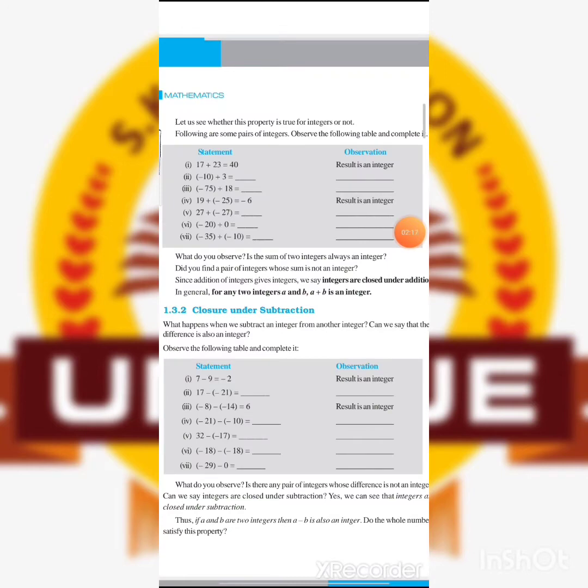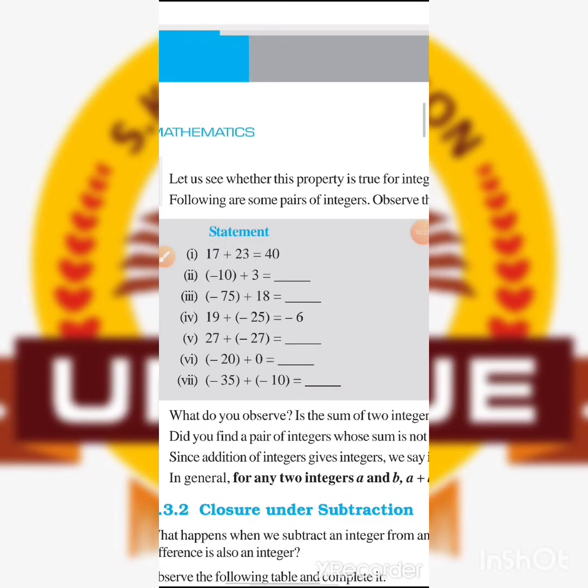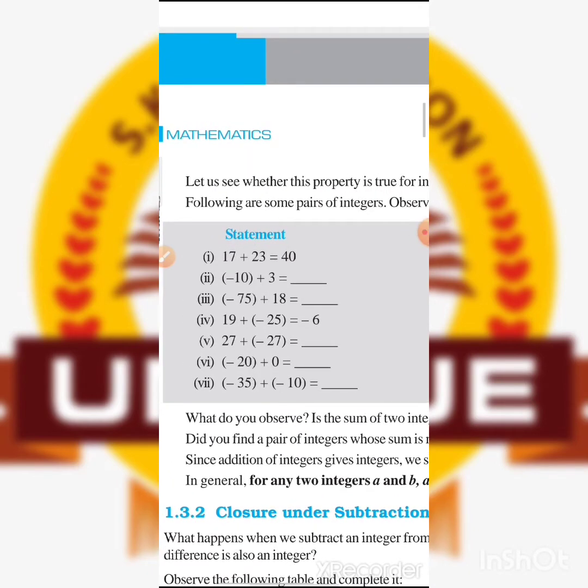Let us see whether this property is true for integers or not. Here are some examples for addition. The first example is 17 plus 23, and the answer is 40. 17 is an integer, 23 is an integer, so the answer 40 is also an integer.